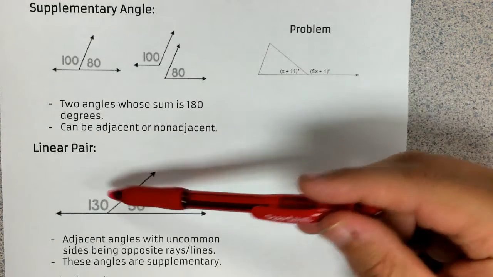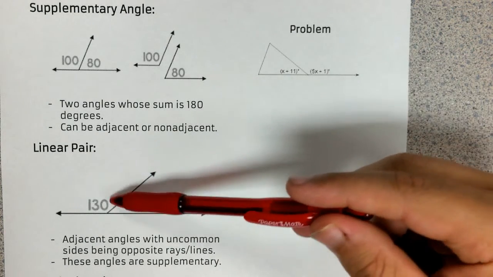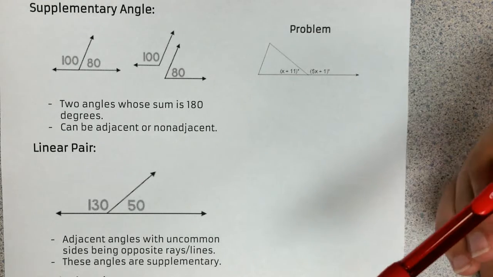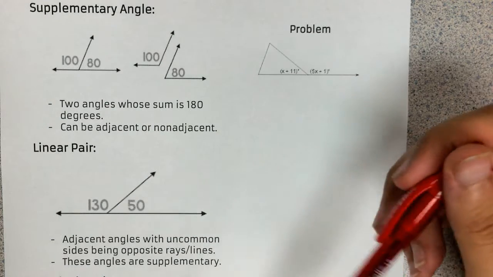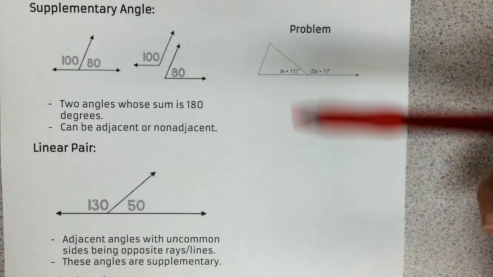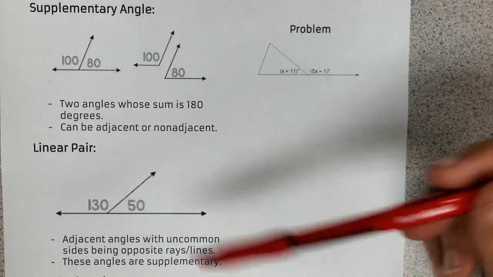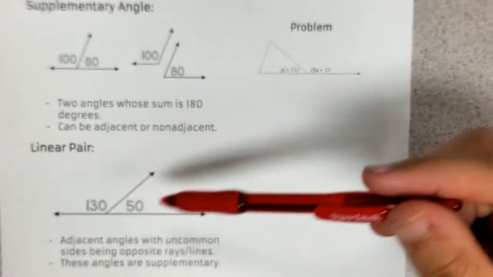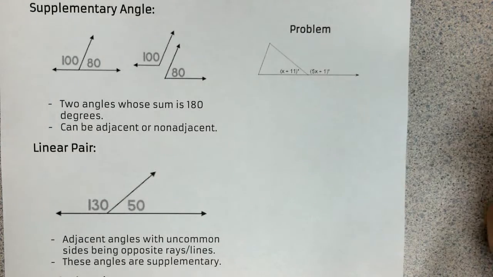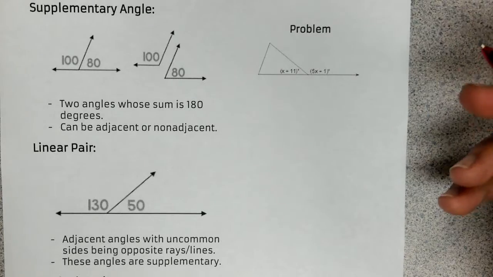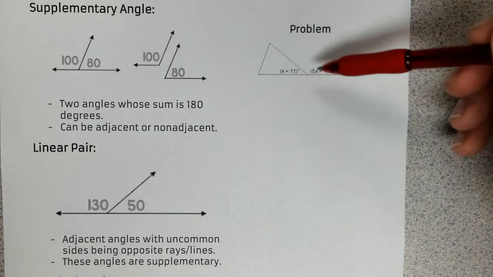So notice that the two adjacent angles are 130 and 50, and they add up to 180, thus confirming that they're supplementary. So if you have two adjacent angles forming a linear pair, they are going to be supplementary. So why does that matter to us? Well, because we can apply it to a problem like this.